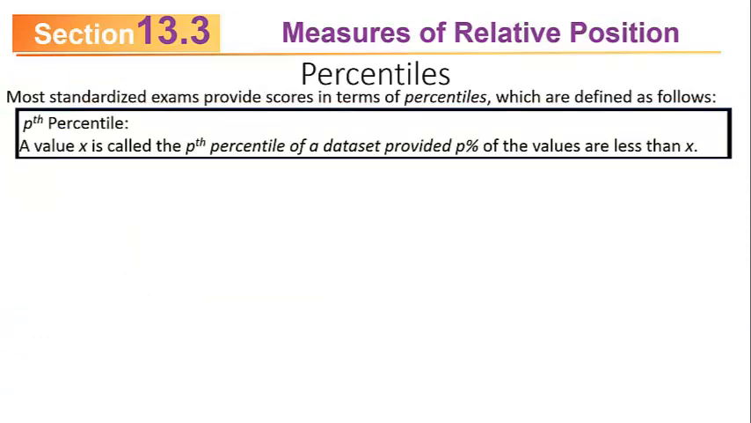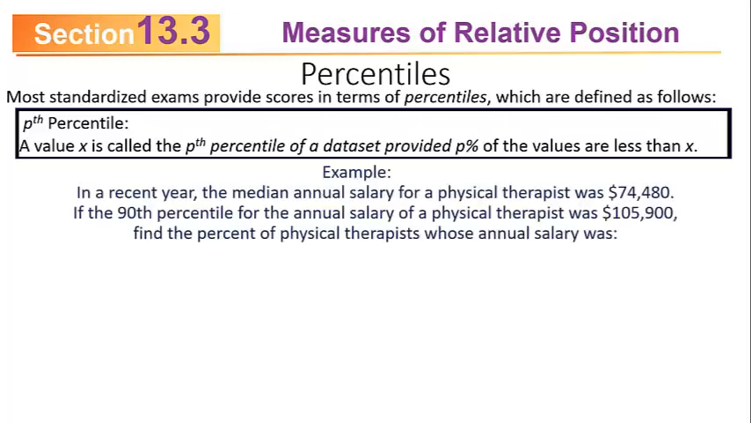Most standardized exams provide scores in terms of percentiles, which are defined as follows. The pth percentile: a value x is called the pth percentile of a data set, provided p% of the values are less than x. For example, in a recent year, the median annual salary for a physical therapist was $74,480. If the 90th percentile for the annual salary of a physical therapist was $105,900, find the percent of physical therapists whose annual salary was A, more than $74,480.